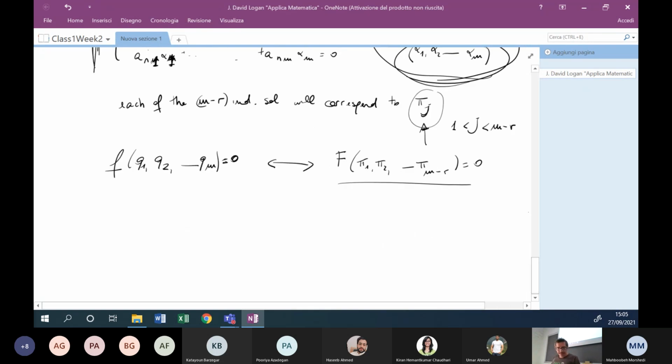So in order to prove this, we will not prove this part of the theorem with generic m and r, because otherwise it's a mess. So I'm gonna use m equal to 4, n equal to 2, and r equal to 2.